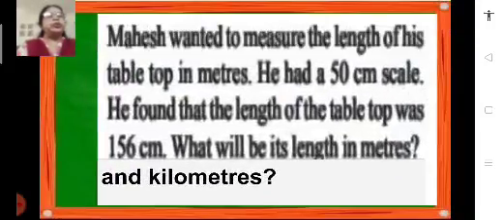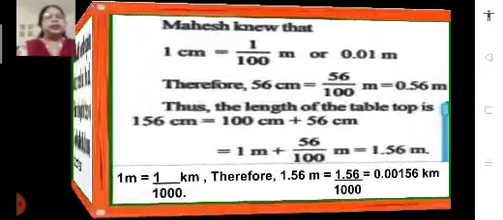Let's see the next problem. Mahesh wanted to measure the length of his tabletop in meters. He had a 50 centimeter scale. He found that the length of the tabletop was 156 centimeters. What will be its length in meters and kilometers? So the length of the tabletop is measured in centimeters, and we have to convert it into meters and kilometers. So let's see how we do that.